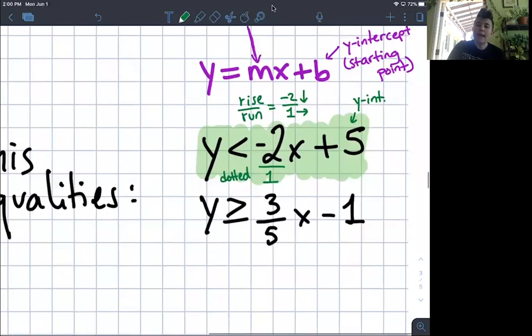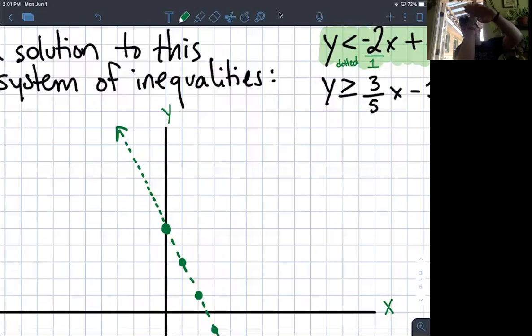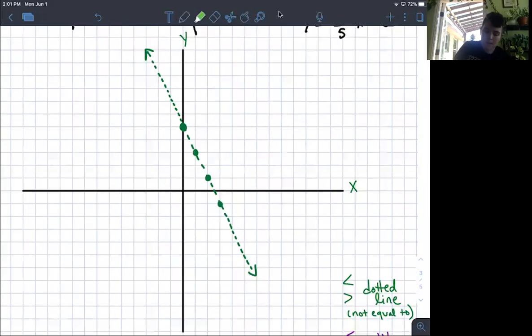So in this case, it looks to me that y is less than the rest of this line. So if y is less than, that means y is going to be beneath that line, right? Since the y-axis is the up and down axis, we're looking for y values that are under the line, right? So I'm gonna use a fancy highlighter.